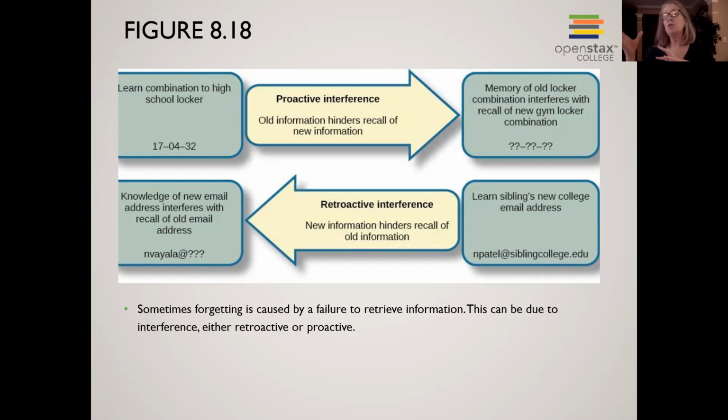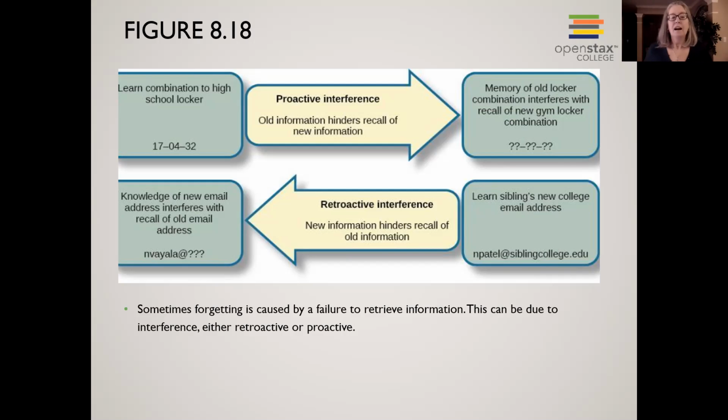And the example that your book gives is a locker combination. But then you go to learn your one just for your gym, not for your hallway. And it's harder to remember the gym one because you keep getting it confused with the locker one, the big locker in the hallway. Okay. So it's old information that you know that is making it harder to learn new information.